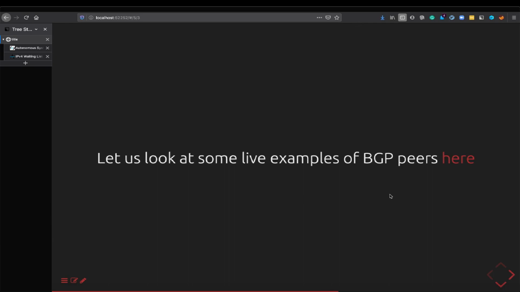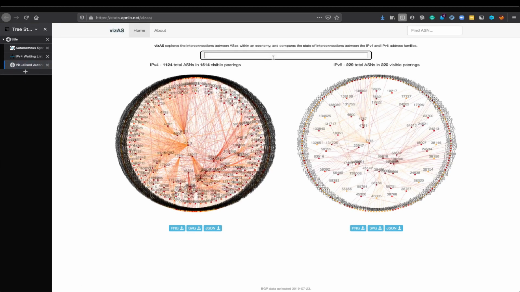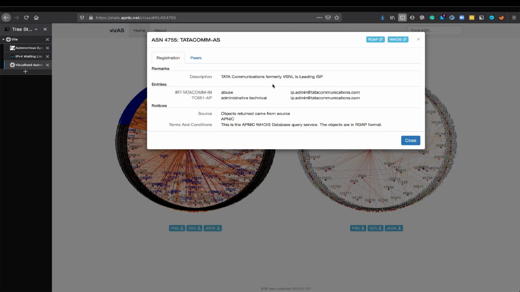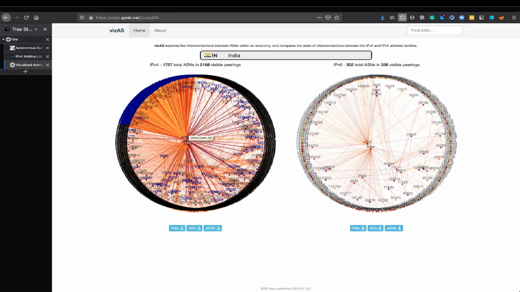Okay, so let us have a quick example here of how BGP peers look. Let me change this to India. Okay, this is Tata Communications. Before clicking, let me show you that this is one autonomous system which Tata Communications owns, and the autonomous system number is 4755. And as you can see, they have peered with like, say, hundreds of other autonomous systems, right? So if you notice, the lines that join the other autonomous systems are peered by Tata Communications.